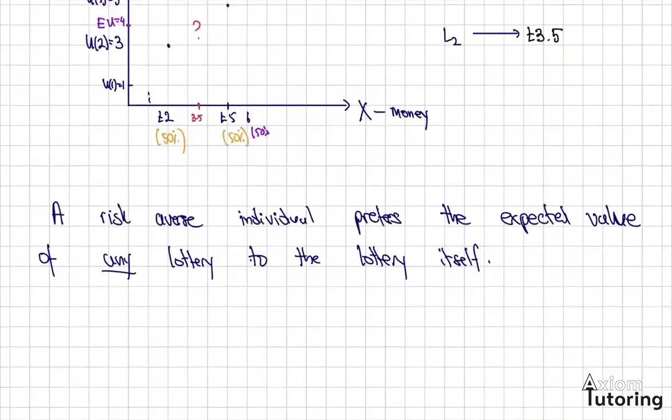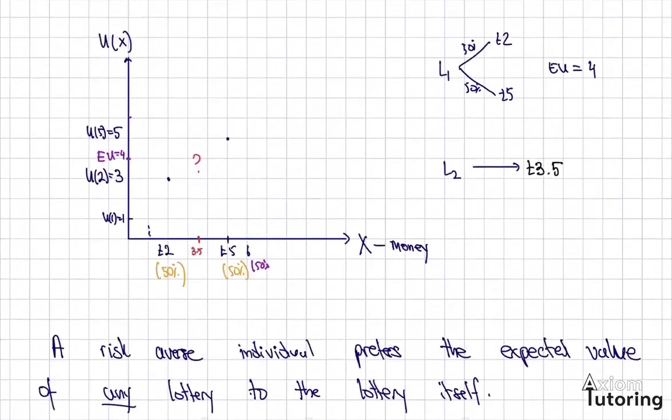Because remember what this says. This says that, for example, the expected value was 3.5, you would prefer the 3.5, and therefore, you might even prefer something slightly less than 3.5. That would still make you risk averse.